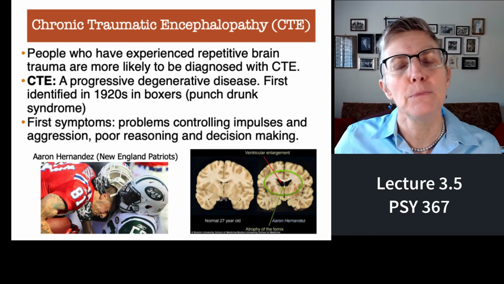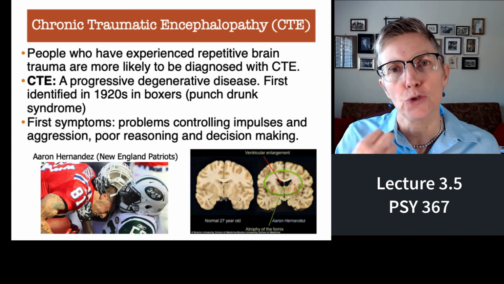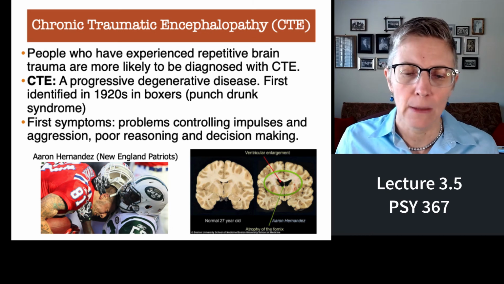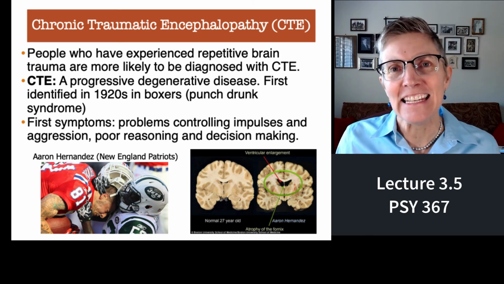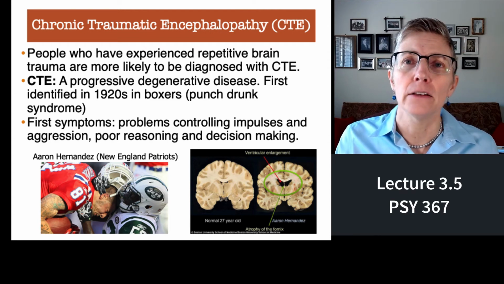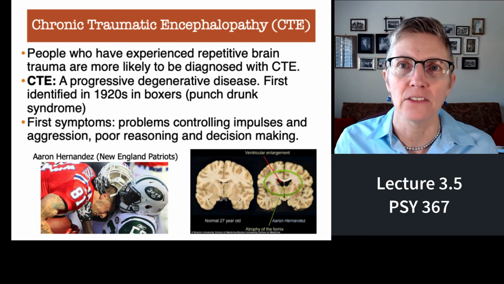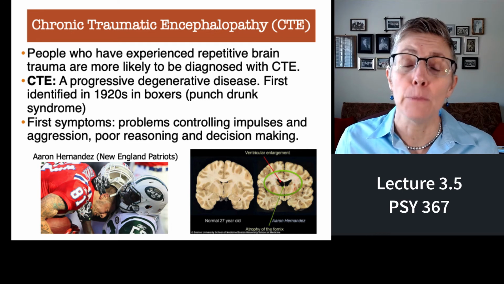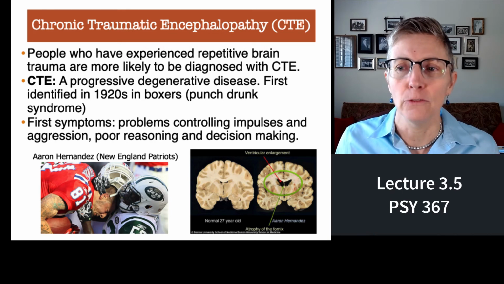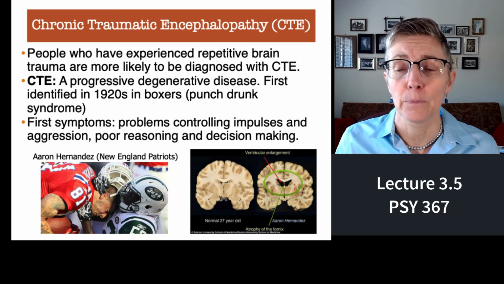The first sort of symptoms that people see in CTE are difficulties controlling your impulses, a lot of aggressive behavior, poor reasoning and decision making. CTE is prevalent in football players in the NFL. A lot of NFL players are now donating their brains upon their death to laboratories that study CTE, and a shocking number of those athletes have been found to have brains with massive cell death in it.